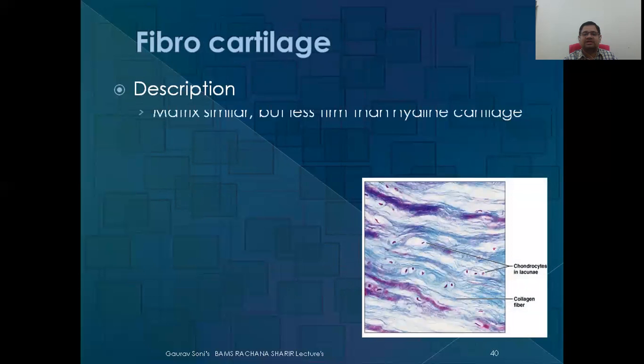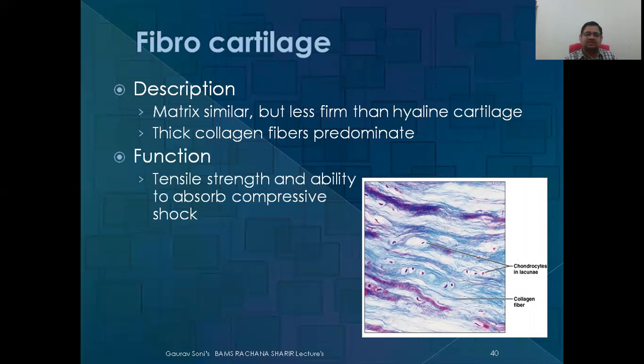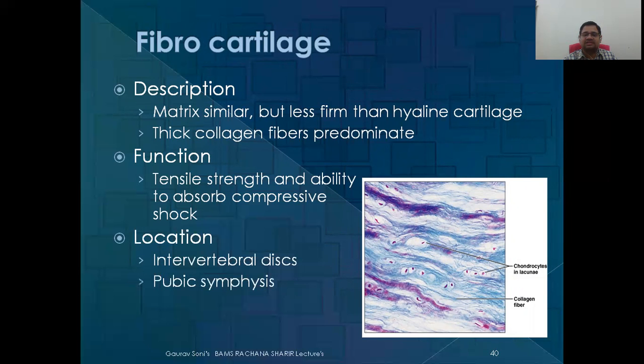Next type is fibrocartilage. Matrix is similar but less firm than hyaline cartilage. Thick collagen fibers are present. Function, it provides tensile strength and the ability to absorb compressive shock. Location, intervertebral disc, very important. Pubic symphysis, disc of the knee joint. These all three examples are very important, and the type of cartilage present is fibrocartilage.